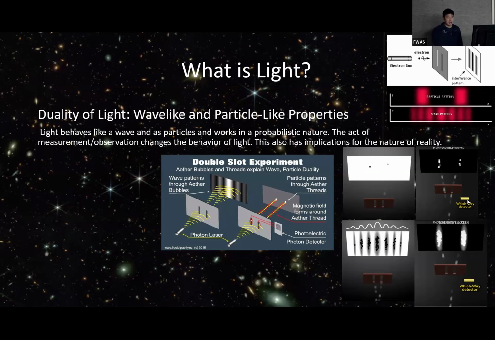However, if you add a which-way detector, which is just something that says, did the photon go left or go right, and you do the same experiment, what happens? It creates left and right patterns. So some photons went left, some went right, and they act like particles. You no longer have this wave interference pattern. It's no longer a state of probability. You have collapsed the probability to either left or right.